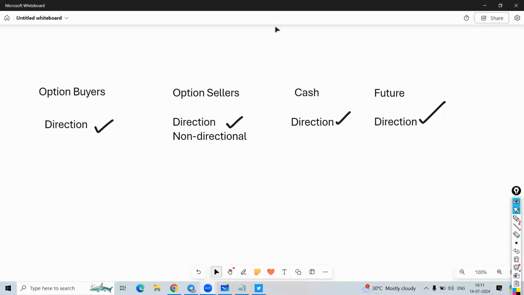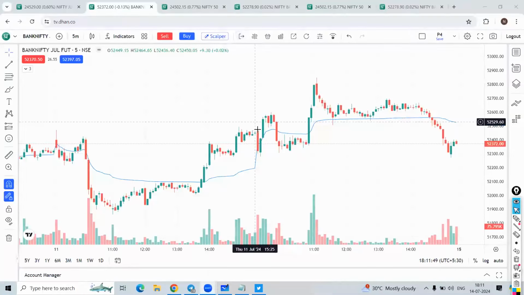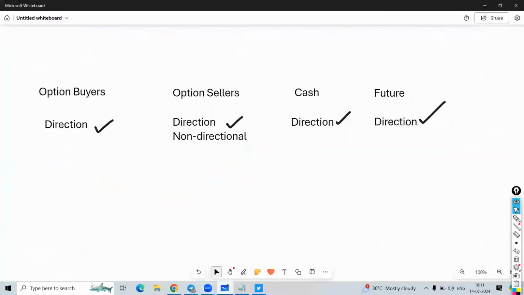Okay, fantastic. I could see a lot of traders in combined option buying, option selling, cash trading, every category of traders are there. Fantastic. Okay, fine. Now I will straight away go into the charts. So the common thing is everyone agrees with this.